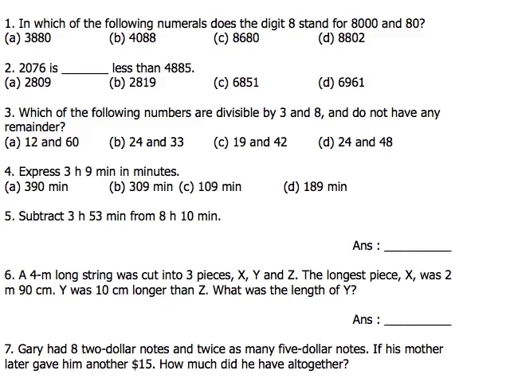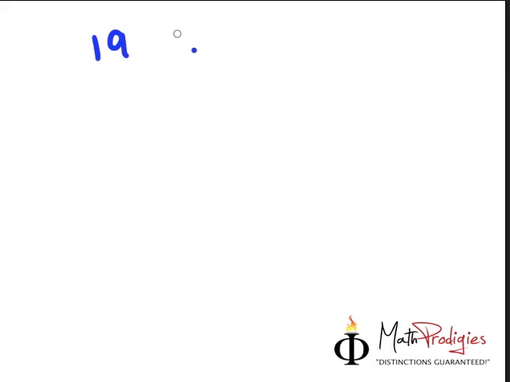Now move on to part C. Part C is 19 and 42. Can 19 and 42 be divided by 3 and 8? Can 19 be divided by 3 without leaving a remainder? No, cannot. So part C is wrong. So the answer must be D.